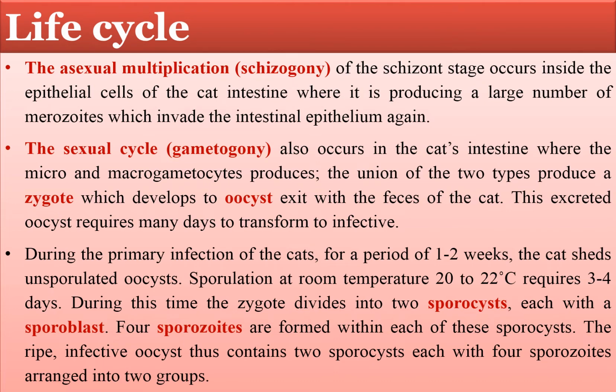During the primary infection of the cats for a period of 1 to 2 weeks, the cat sheds unsporulated oocysts. Sporulation at room temperature, 20 to 22 degrees centigrade, requires 3 to 4 days. During this time, the zygote divides into 2 sporocysts, each with a sporoblast. 4 sporozoites are formed within each of these sporocysts. The ripe infective oocyst thus contains 2 sporocysts, each with 4 sporozoites arranged into 2 groups.